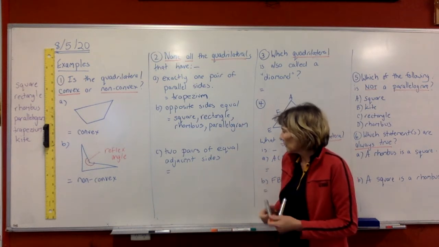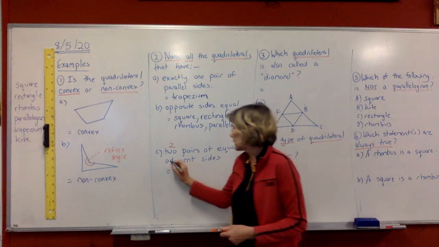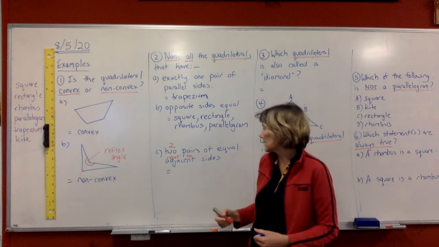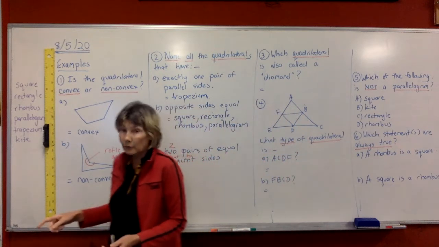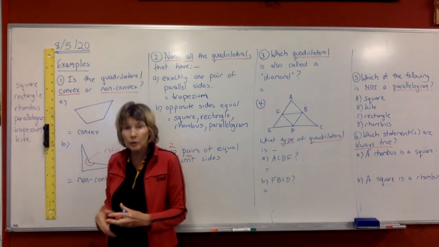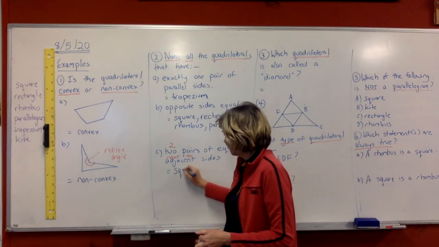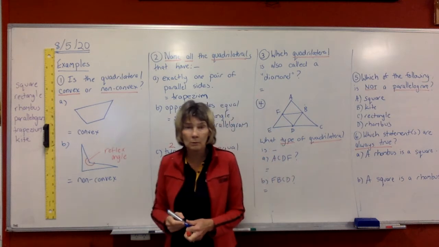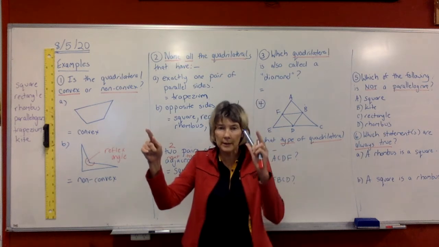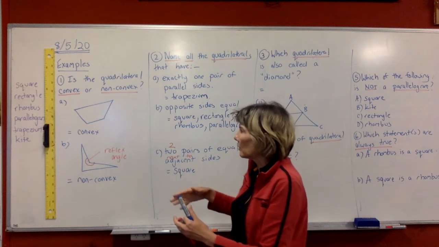All right, in the next one, they want 2 pairs of equal adjacent sides. Remember, adjacent means next to. So 2 pairs of adjacent sides equal. That happens in a few shapes. A square, if you look at the sides next to each other, there are 2 pairs of equal sides that are adjacent. So we're going to write the square down. In a rectangle, the adjacent sides are not equal to each other. You have a long side next to a short side. So if you have a long side and a short side next to each other, they're not equal.